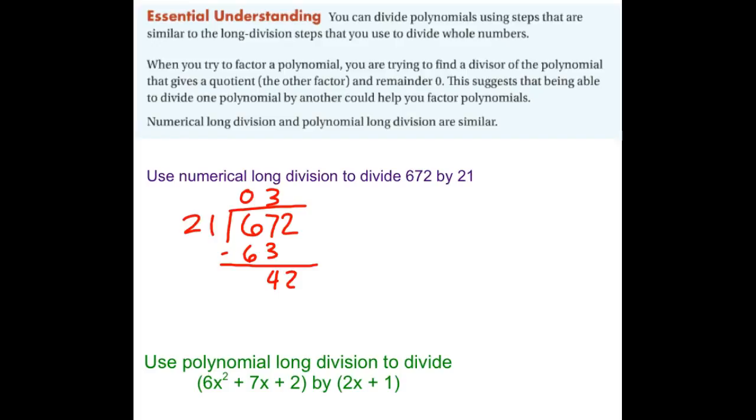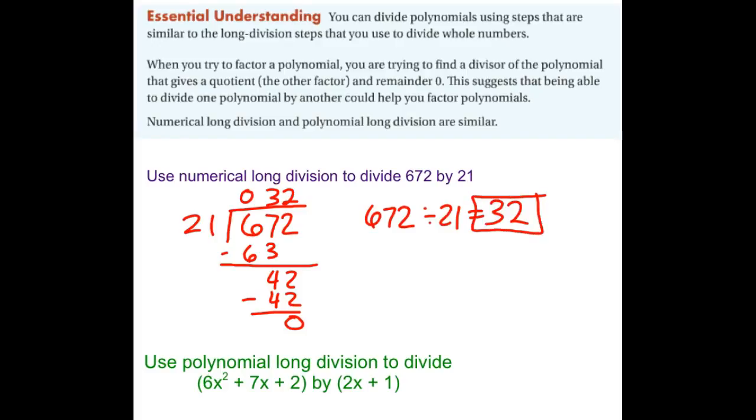Now I go, well, how many times can 21 go into 42? It can go in 2 times. We put that to the right of our 3 we already put up there. 2 times 21 is then in fact 42. We subtract and we get 0. That implies then that 672 divided by 21 is 32.